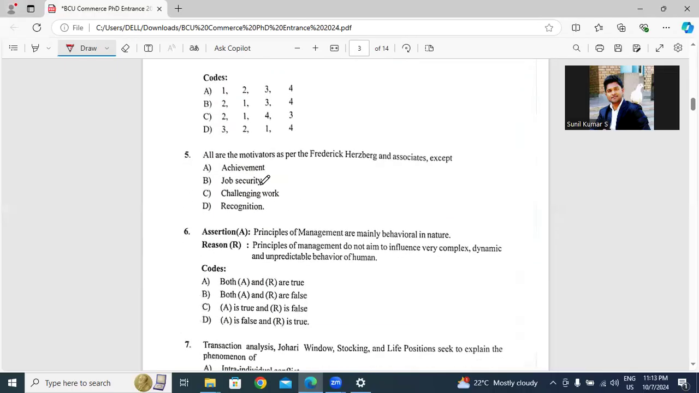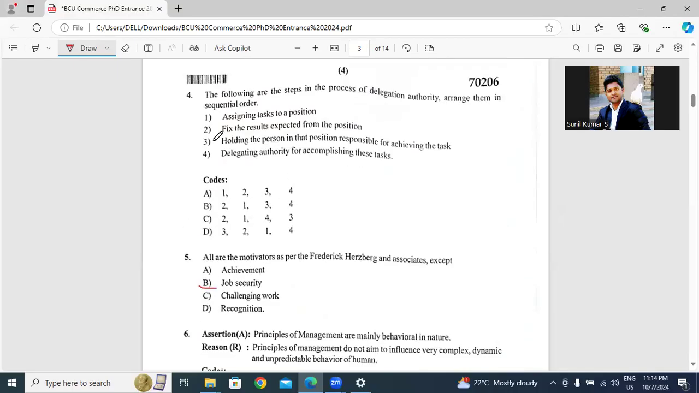Next, fifth question. All are motivators as per Frederick Herzberg and Associates, except. So the answer is job security. Because if you read the theory of Herzberg, you will come to know that achievement, challenging work, and recognition are all motivators, but you cannot find job security. So that is the right answer. So option B should be selected here. And here you should select option C.